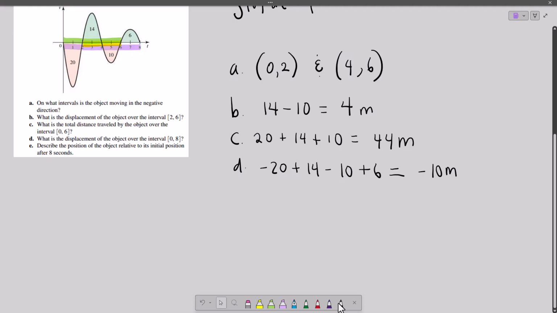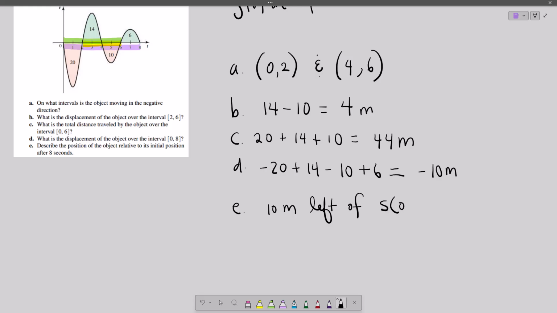So this says, describe the position of the object relative to its initial position after 8 seconds. And that's what we just talked about. So 10 meters left of S of 0. S of 0 would be your initial position. That wasn't given, so all we can say is that we're 10 units to the left. Don't know where we started. If we started at 0, yes, we'd be at -10.